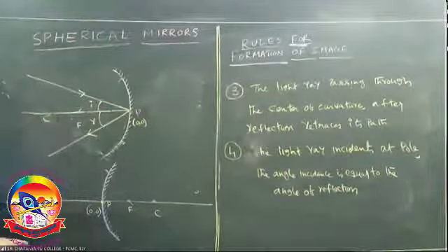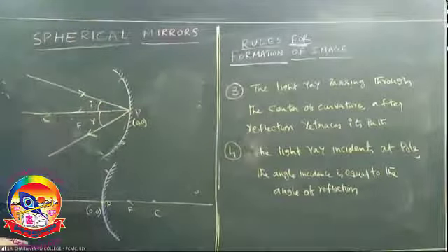Now draw the perpendicular line, the derivation part. Draw a perpendicular line from point A onto the principal axis. Let us call this point M. AM is the perpendicular drawn onto the principal axis from point A. Now the derivation part.